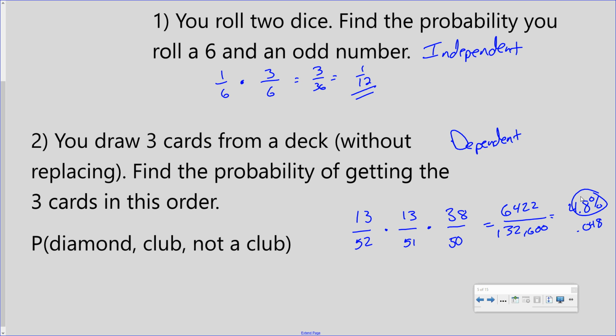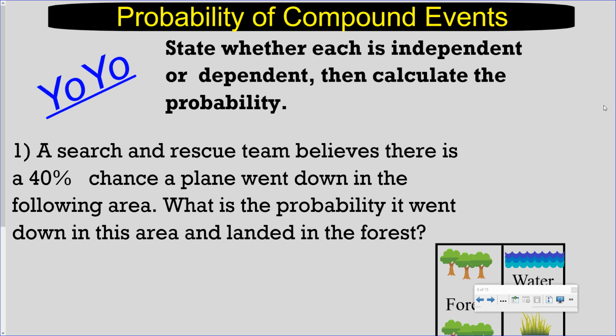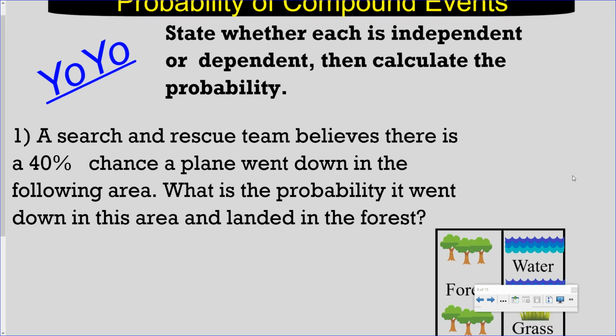To get 3 cards in a row the way you want it, it's not very likely. The only thing that makes it even 5% likely is the fact that there are 13 of each and 38 of not a club. So the third draw not being a club is actually fairly likely. Okay, on your own, state whether this is independent or dependent, and then calculate the probability.